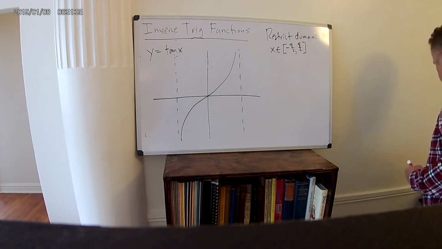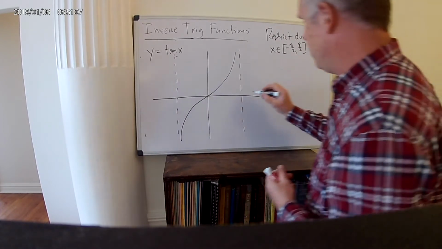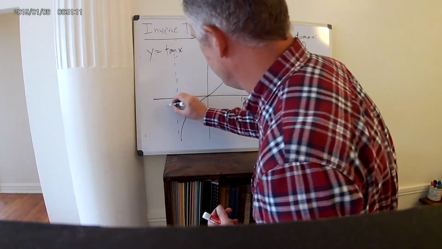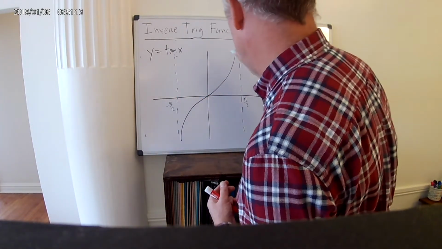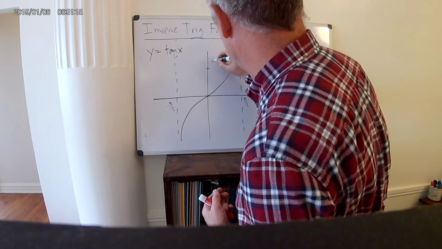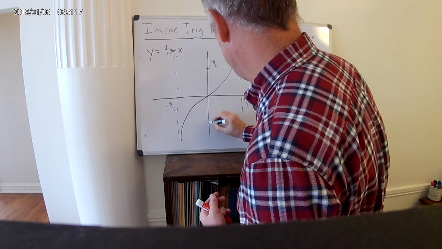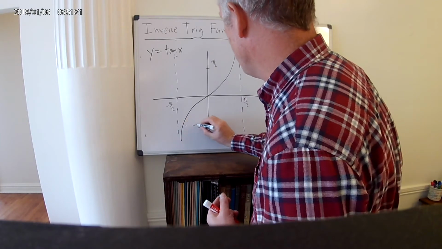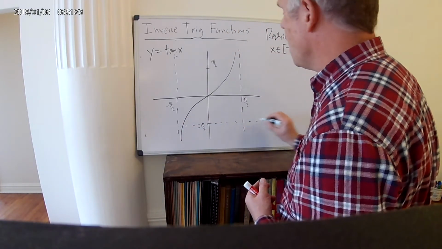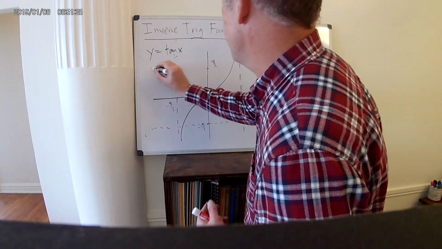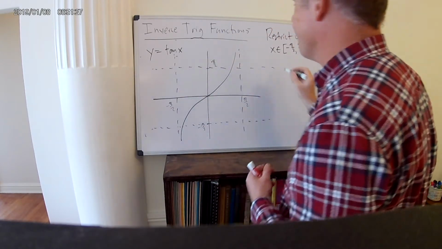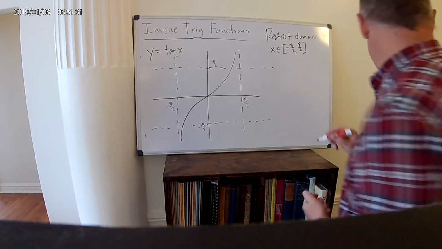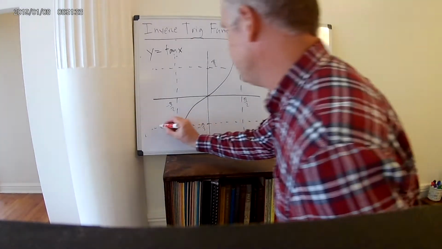These points are pi over 2 right here. Pi over 2 and minus pi over 2. I'm going to place these same points up here. This is pi over 2 and minus pi over 2. These now become the horizontal asymptotes of the inverse tangent of x. Like that, okay? And if we graph the inverse tangent of x, it's going to look like this.